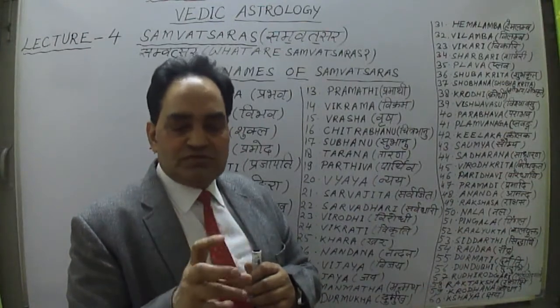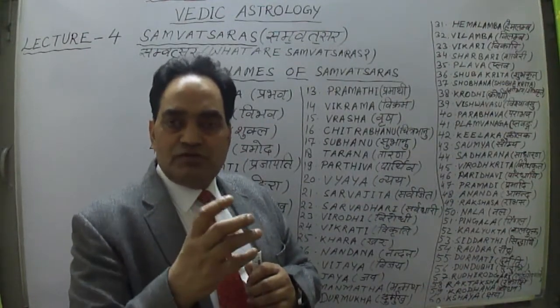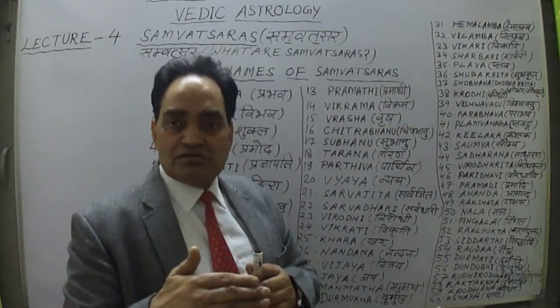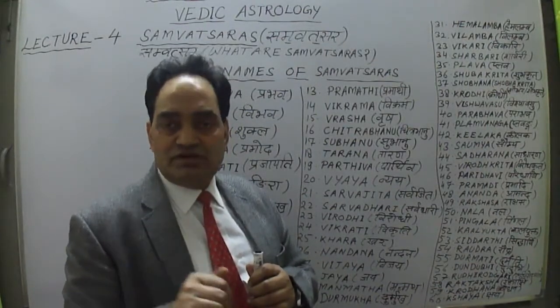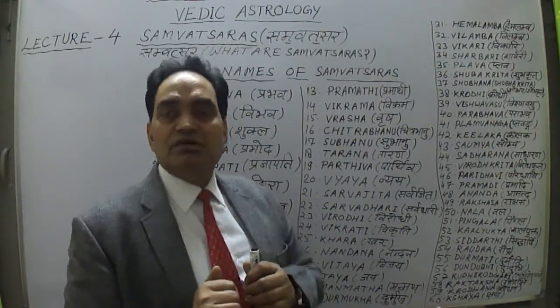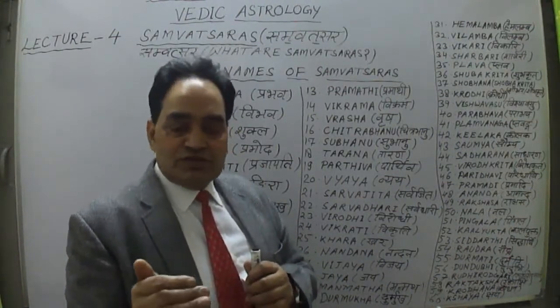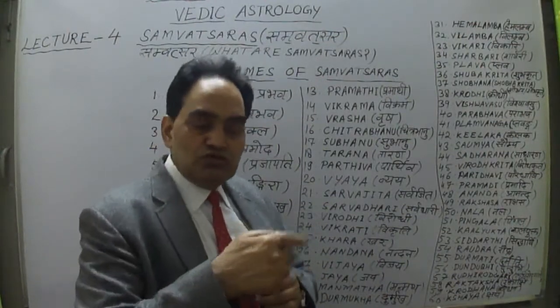Now you will be surprised about Jupiter and Saturn, these two planets. Saturn is far away from the Earth, it is the farthest planet. That's why it is known as Mand planet. Mand in Sanskrit means which moves slowly, because Saturn takes 30 years to cover the whole zodiac.